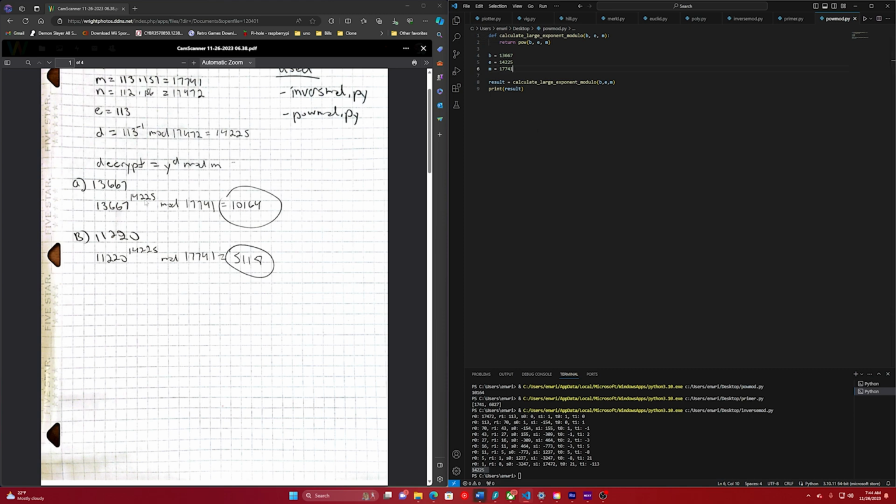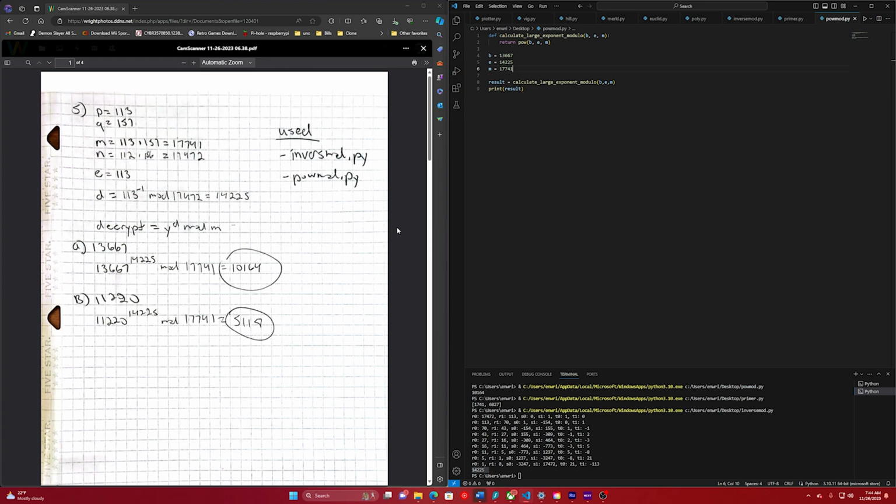13,667 to the power of 14,225, modded by 17,741. You plug all those in here. You hit run. Here's your value, and that's the plain text. You do the same thing for down here. You hit run, you'll get this value.